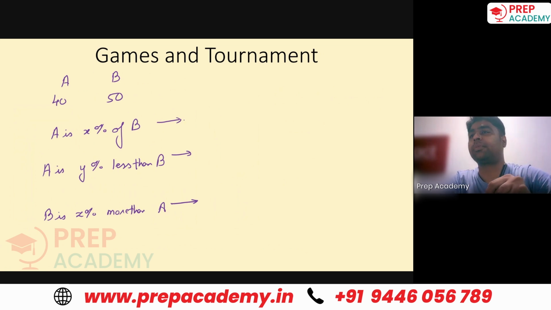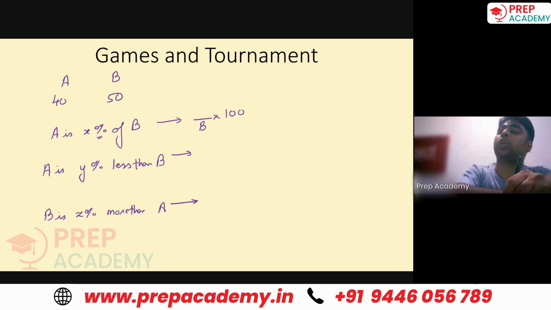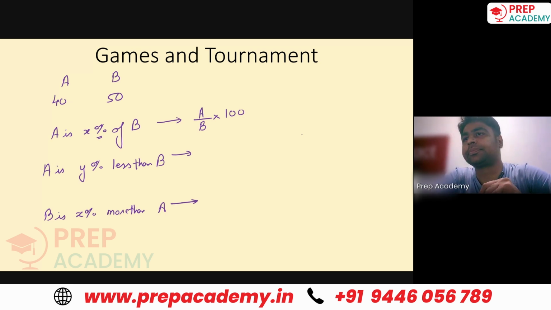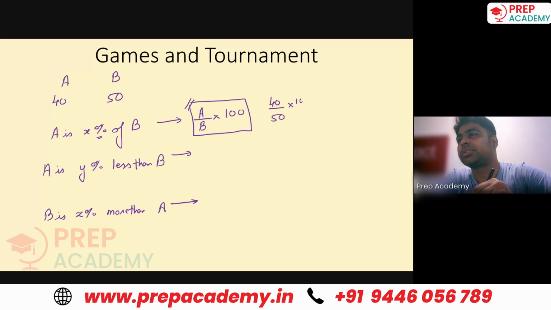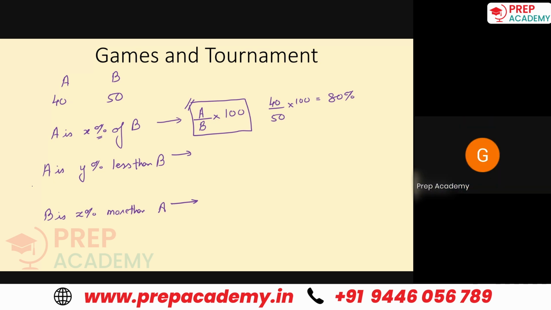So after the word of, B comes, so we'll put B here. Okay. Then, because percentage is used, we'll multiply with 100. Now, B is compared with what? B is directly being compared with A. So we'll put A on the top of it. So the answer would be A upon B into 100. What is A? 40. What is B? 50, into 100. So the answer would be 80. Is it clear, guys? Yes, sir. Now, the second question.